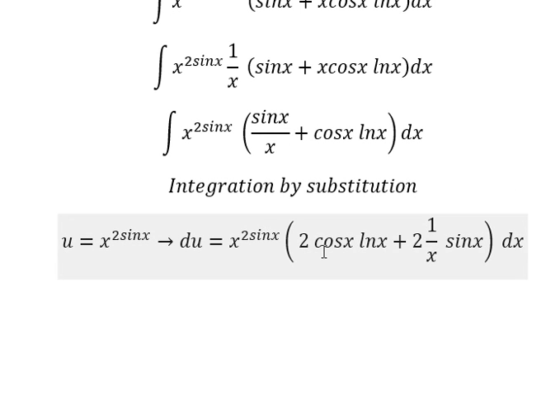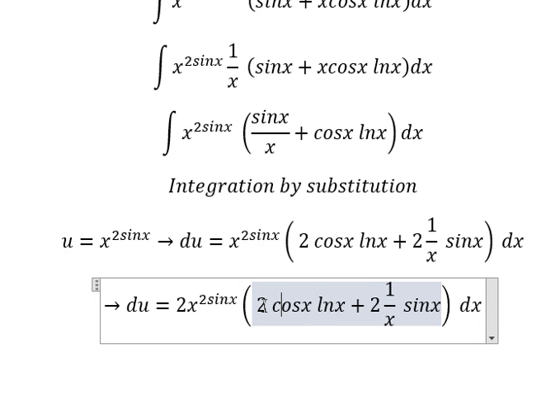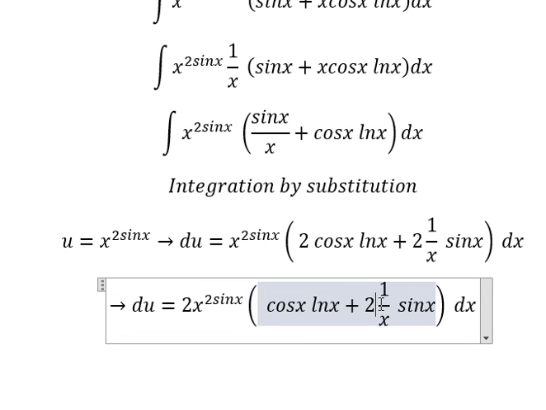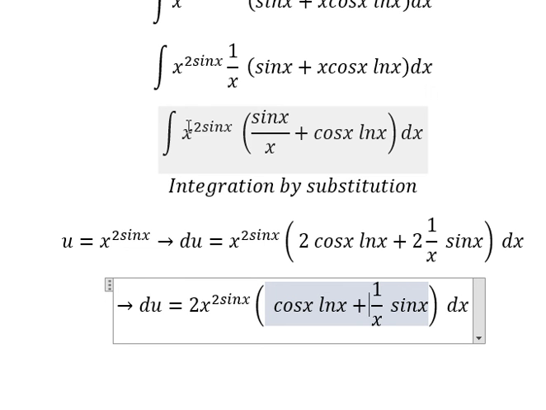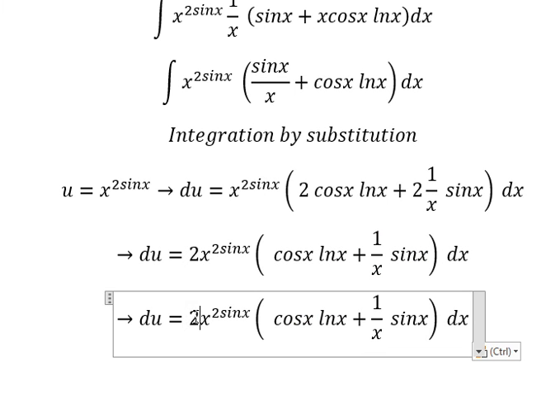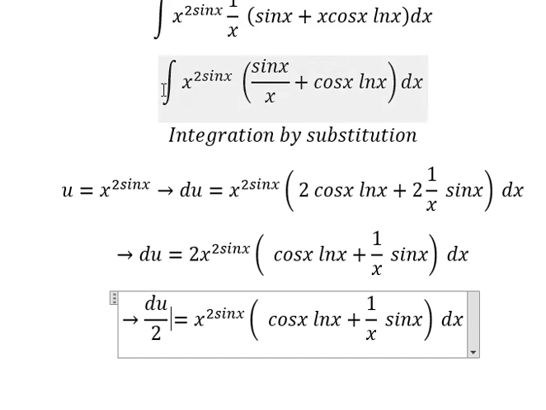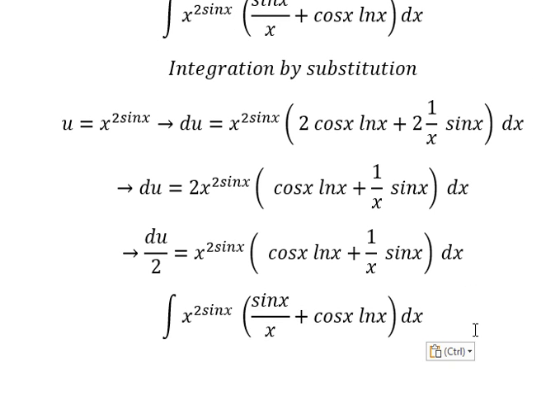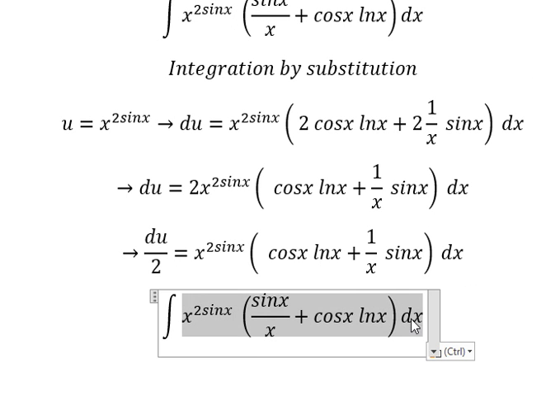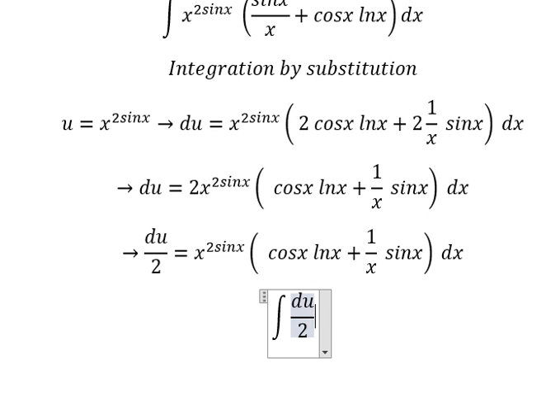Next, we have number 2 and number 2. We can do factorization. Because we don't have number 2 in here, we need to divide both sides by number 2. So the integration of this one, we need to change into u over u, or u over 2.